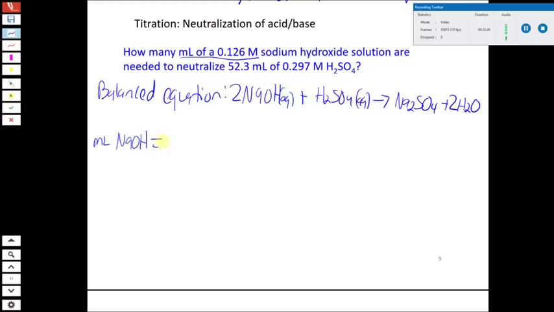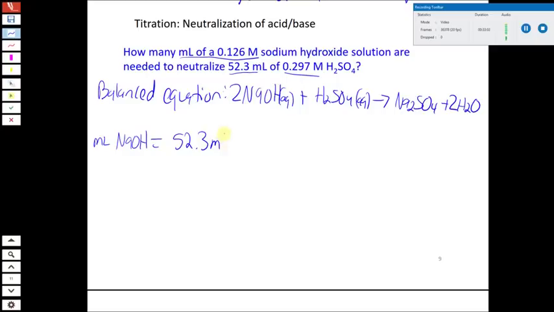When we're doing a titration problem, we're typically going to start with the solution where we know both the volume and the molarity. So in almost every situation, at least one of the two solutions, you're going to know both volume and molarity, and that's going to be your starting point. So we know that we have 52.3 milliliters of sulfuric acid, and we know that its molarity is 0.297 molar, so that's going to be our starting point.